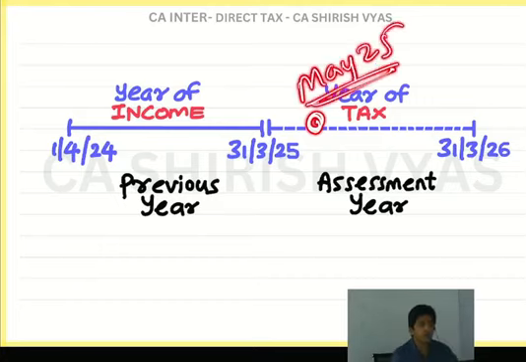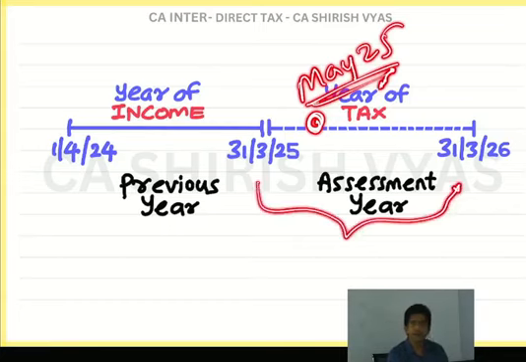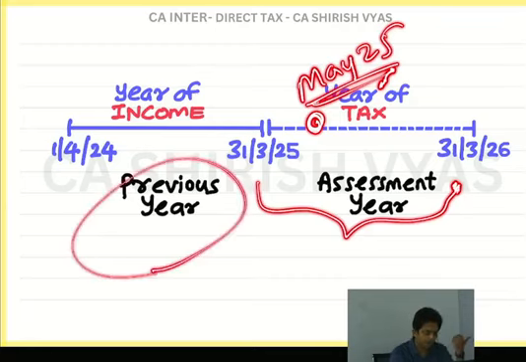And when the student appears for the exam, that is the assessment year. Year of exam is the assessment year. So May 25 falls in this financial year. And a student always gives the exam in the assessment year. Why? Because in the exam you have to calculate the income. And obviously, if you are giving the exam in May 25, you are not going to calculate the income of 25-26. You will calculate for the previous year.